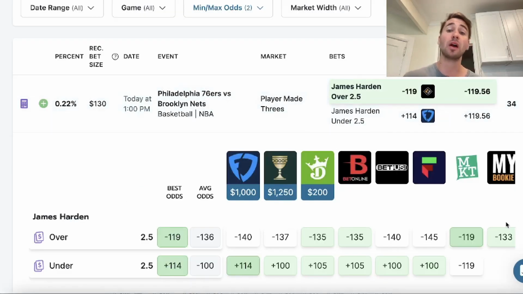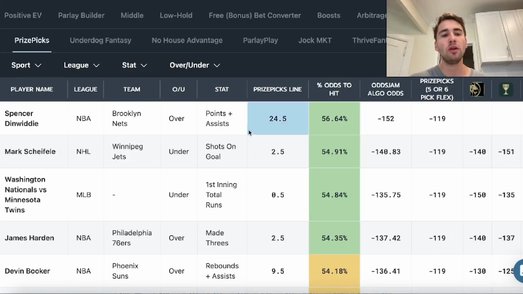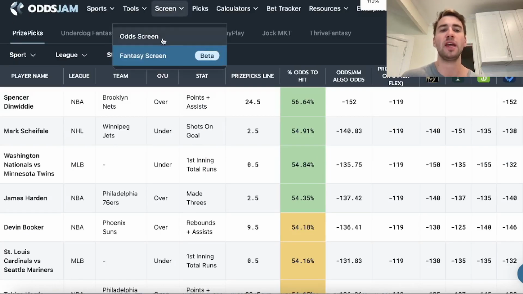So we're using sportsbook odds to find value on PrizePicks. All the books have Harden's over as the heavily favored outcome. We want to include Harden's over in our PrizePicks entry. So you don't have to use, there's also a free tool. It's currently free to use. It's in beta mode.